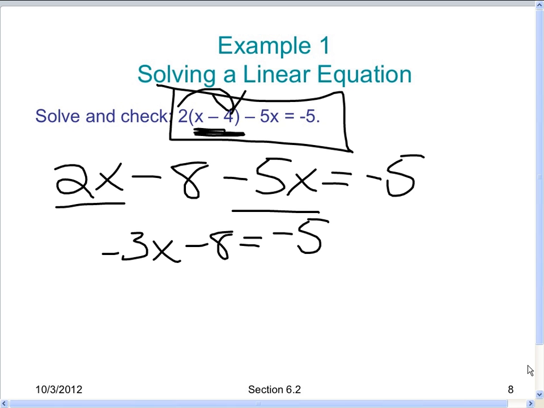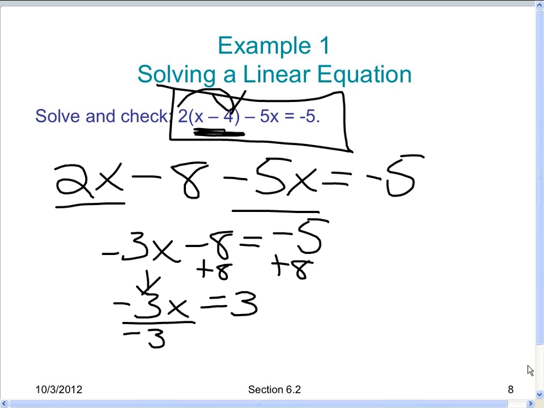We do have to get the 8 on the other side. Opposite of subtract 8 is add 8. And I have -3 times x. Opposite of times is divide. You're dividing by -3. This is the number we care about. We're not dividing by this 3. We're dividing by this -3. Be careful. X equals -1.